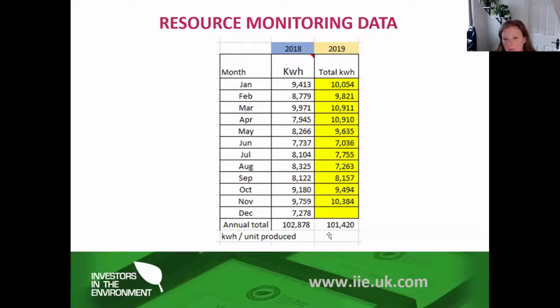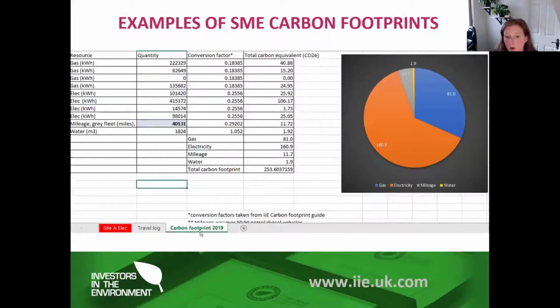There's an auto sum that gives them an annual total at the bottom there. And if you look at that figure there, 101420, this carbon footprint calculator at the end here will then pick up that information. So you can see it here, 101420. If you look at each of these cells, they would each say equals, and then refer back to one of these resources. So it pulls the information through from the resources monitoring sheet. It multiplies it up by an appropriate conversion factor.